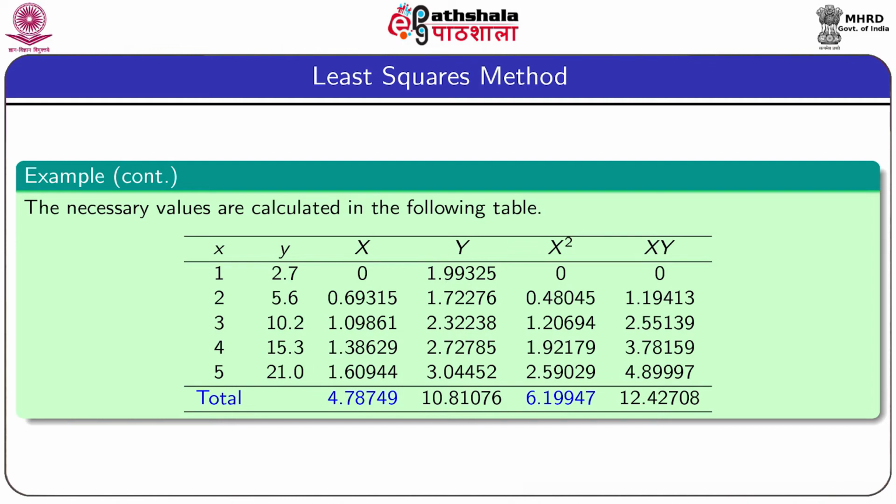The sum of capital X is 4.78749, sum of capital Y is 10.81076, sum of X square is 6.19947, and summation of XY is 12.42708.